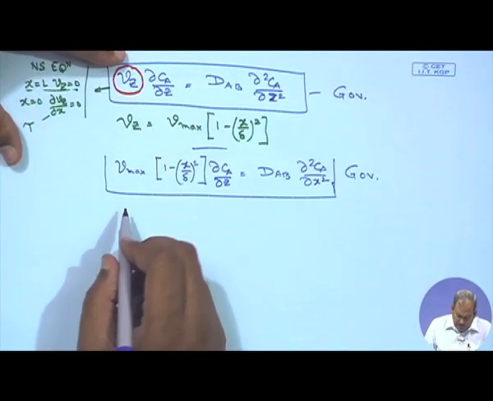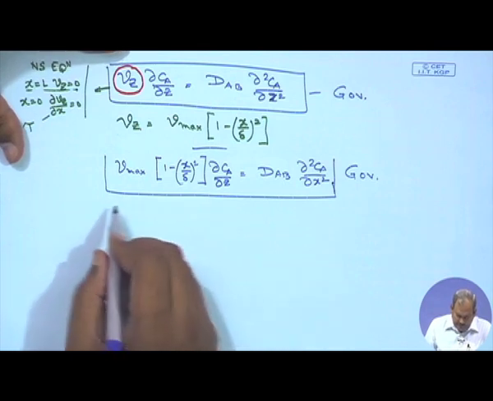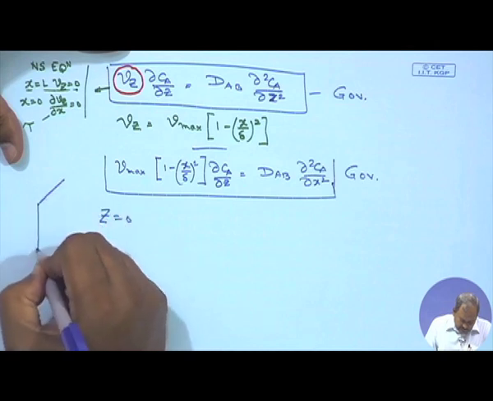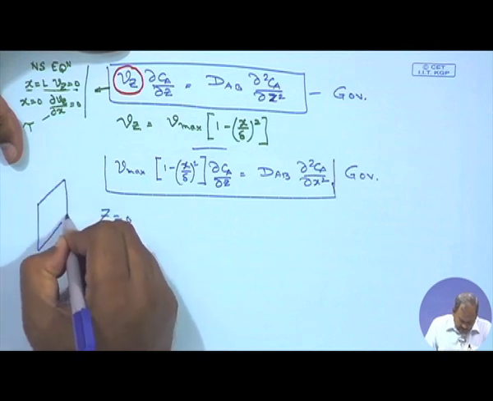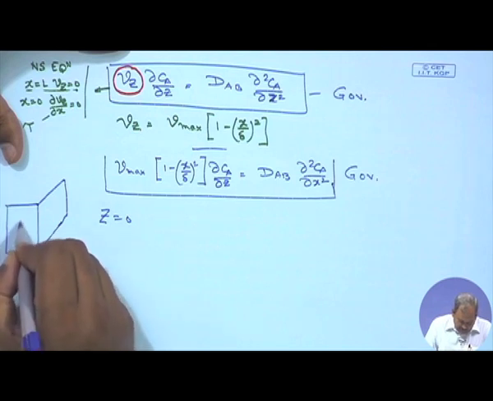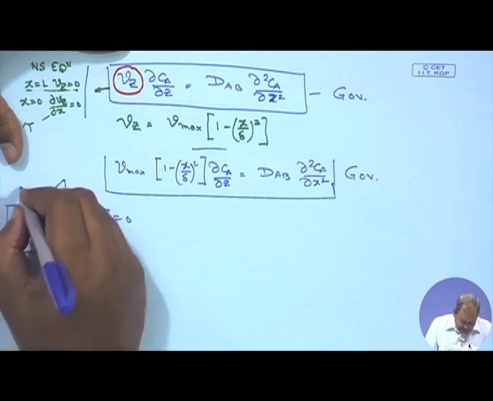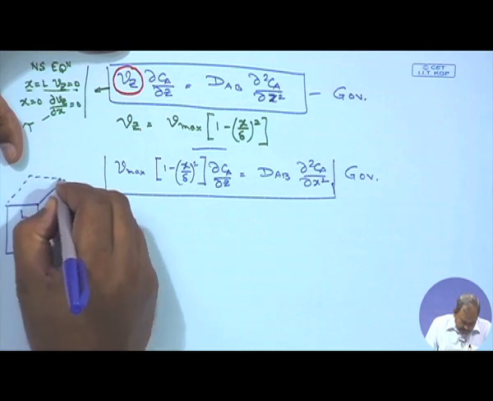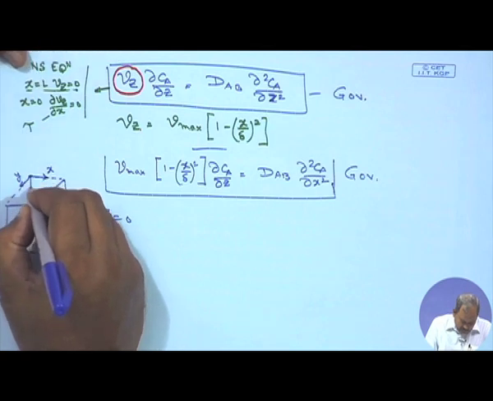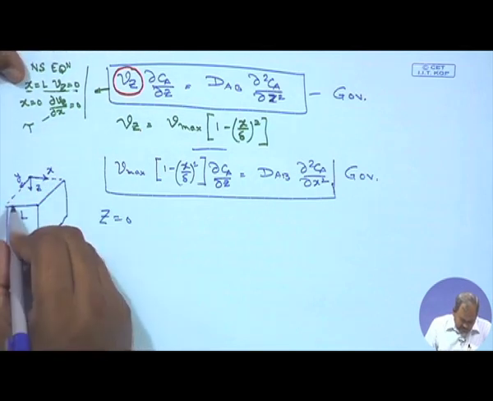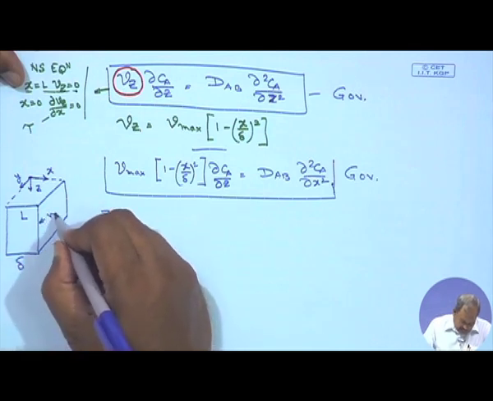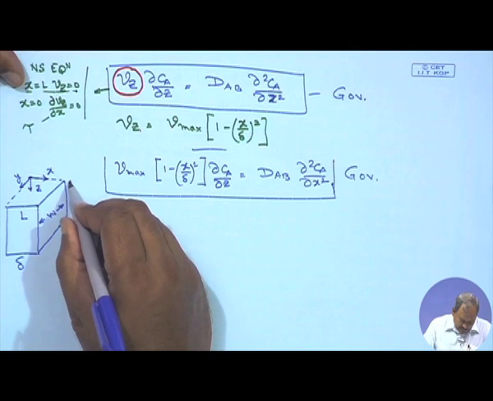The boundary conditions which are required here are as follows. At z equals 0, this was the figure. So this is the wall, and you have the film of liquid which is falling. This is your liquid, and this is x, y and z, the same figure that I have drawn over here. This is delta, this is w, and this is L.